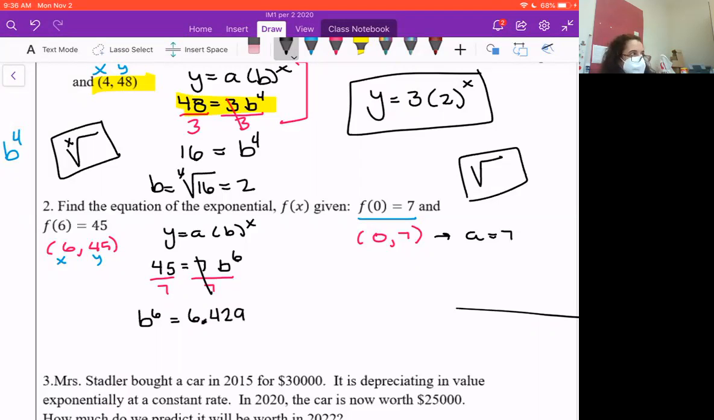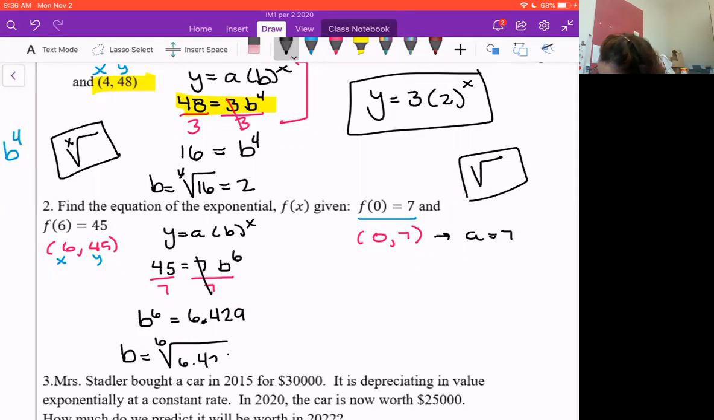Okay, and that's what b to the 6th is. That's not b, that's b to the 6th. So the last step is, if I want to find out what b is, I got to take a root. What kind of root? You look at the exponent. It's a 6th power. So I'm going to do a 6th root.